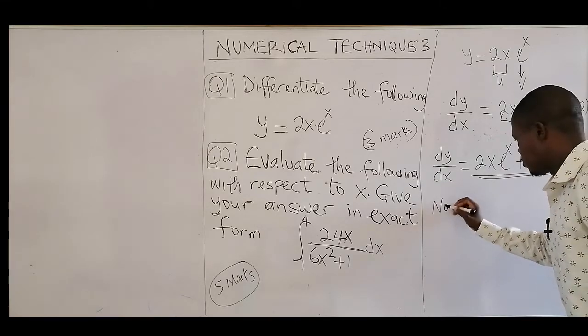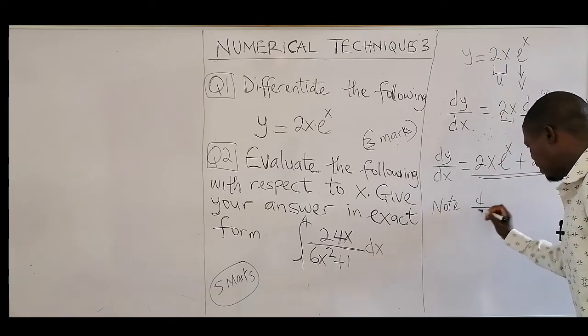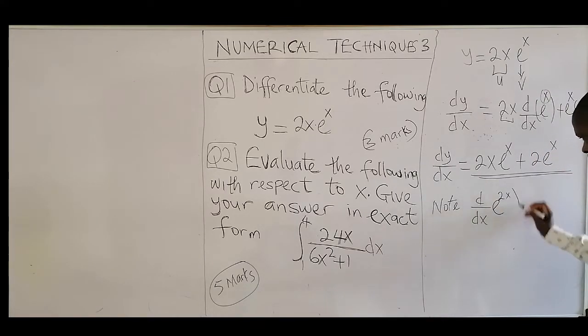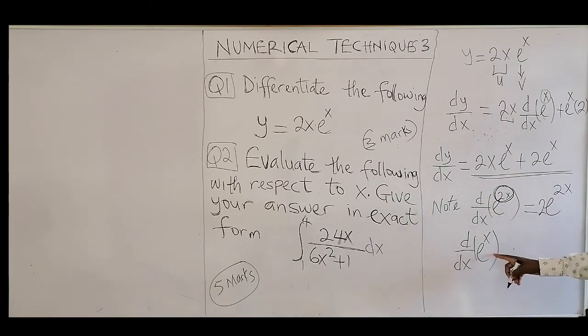But note, if you are differentiating exponential functions, let's say for example you have e^(2x), the derivative of an exponential function is that function, but we must multiply by the derivative of the power. You must multiply your answer by the derivative of the power, and that's 2. In this case, which is part of our question, the derivative of this power is 1. So that's 1 times the function itself, and that's e^x.